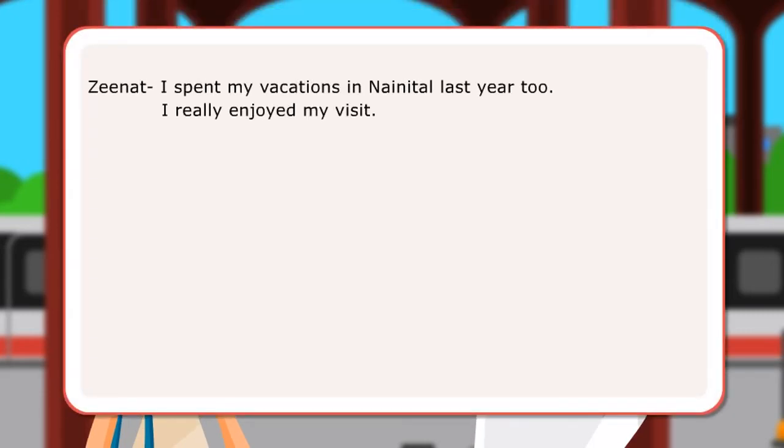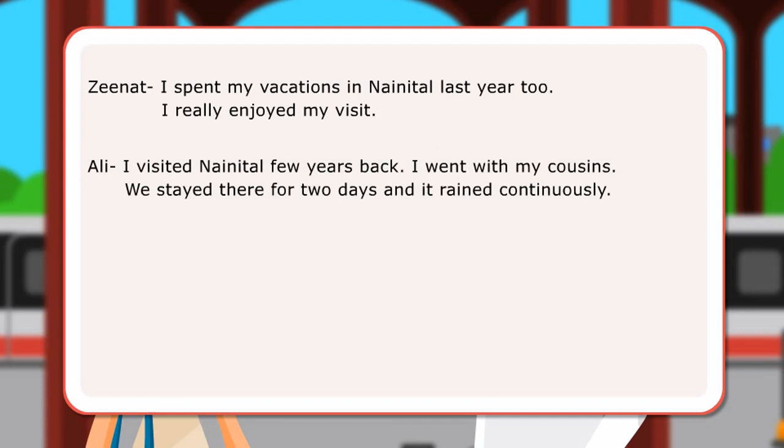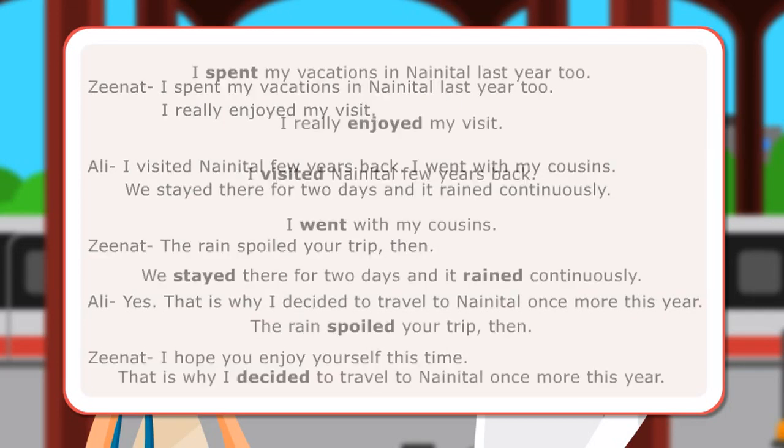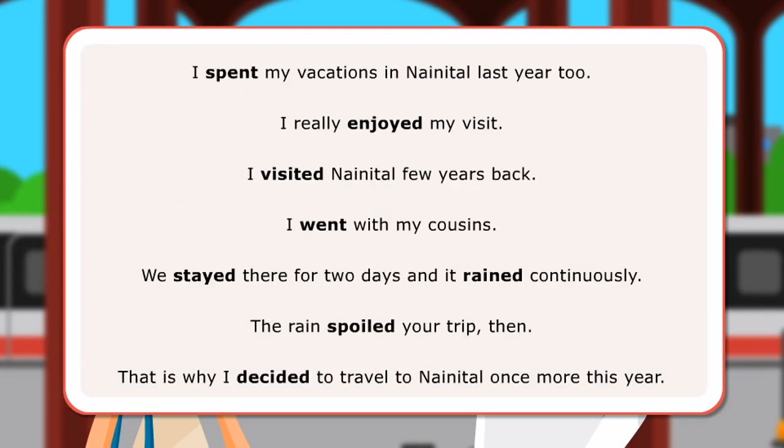In the dialogues, the girl and the boy have used verbs that tell us about past time, mostly with specific time information. Here are some examples of sentences with verbs in simple past tense.